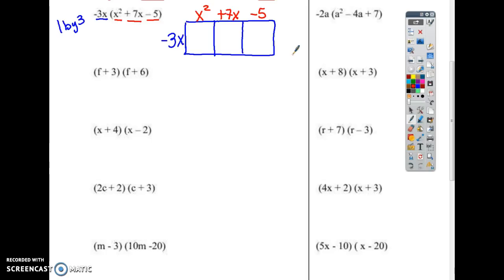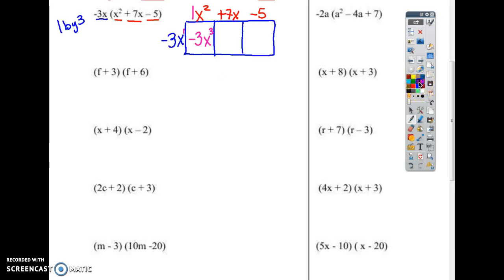Okay? And then you start multiplying inside. This is a 1, right? So negative 3 times 1 is negative 3. How many x's do I have? 3. 1 right here and 2 right here, so it's x cubed. Okay, that's where our laws of exponents are coming into place.